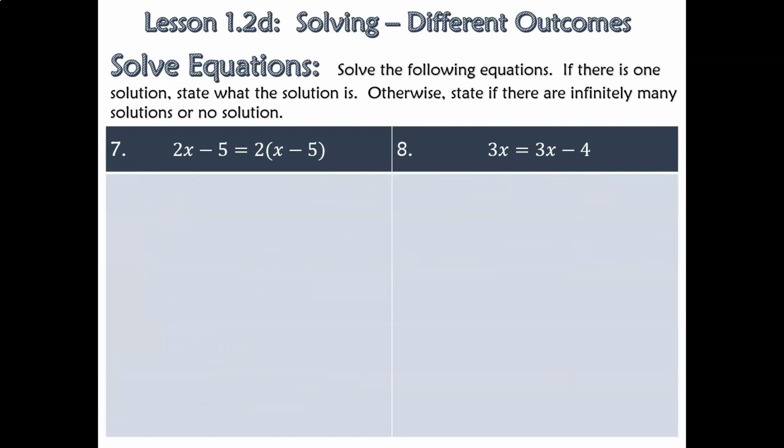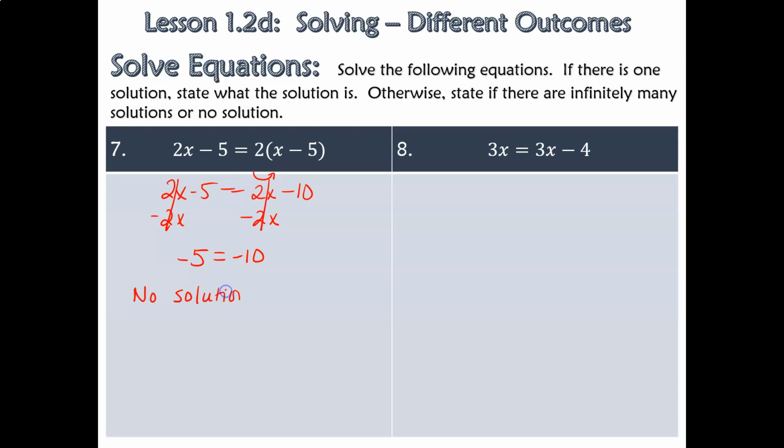All right, number 7. So we have 2x minus 5 equals 2 times x, which is 2x, and 2x minus 10. So you're going to start to recognize the pattern here. I have the same coefficient, or the number in front of x, but I have different constants. So let's see what happens. If I subtract 2x from both sides, my variables are canceled, and I have -5 equals -10. On no planet anywhere is -5 equal to -10, so this is a no solution.